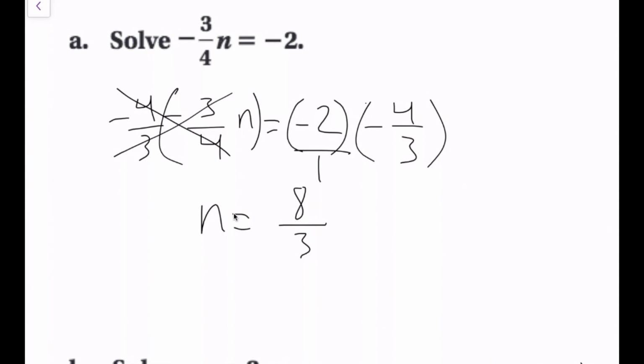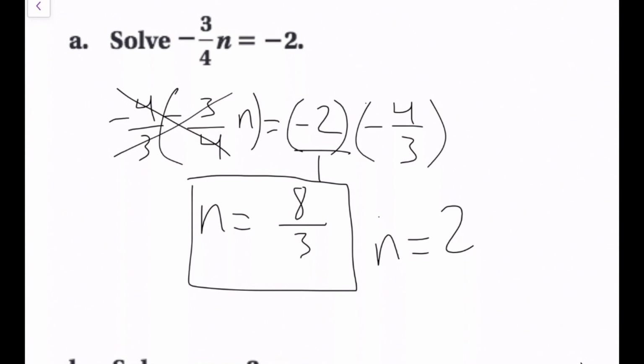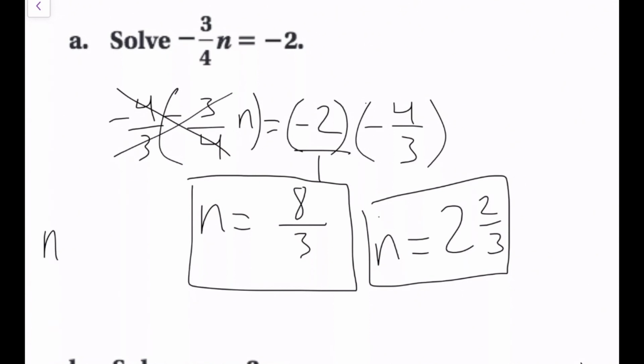Now, you can keep this as the improper fraction. This is completely simplified, so this is a possible answer. You could convert this to a mixed number, which would give us 2 2/3. Or if you really wanted to, you could write this in decimal form, which is 2.6 repeating. But you only need one of these answers.